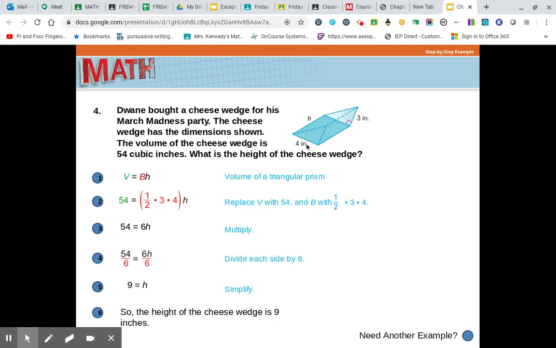Don't get confused with that. So that's where they got the 4 from. The 4 should be here too. It's the base. The height is 3. So it's 4 times 3 divided by 2, which is just 6, right? 12 divided by 2 is 6.